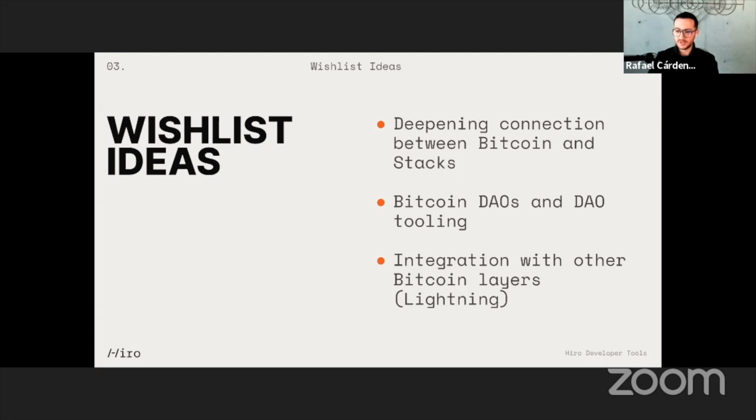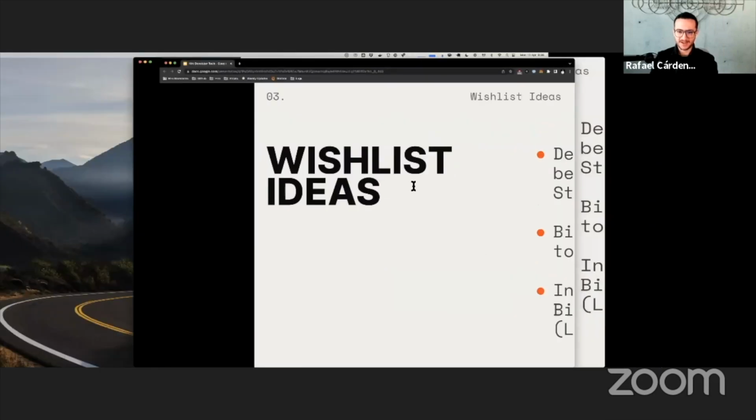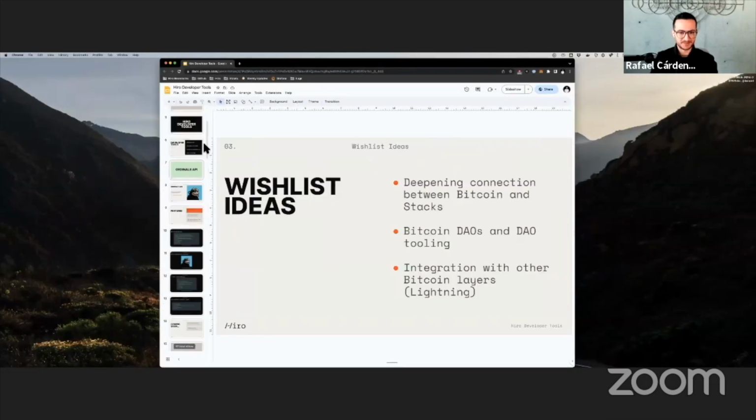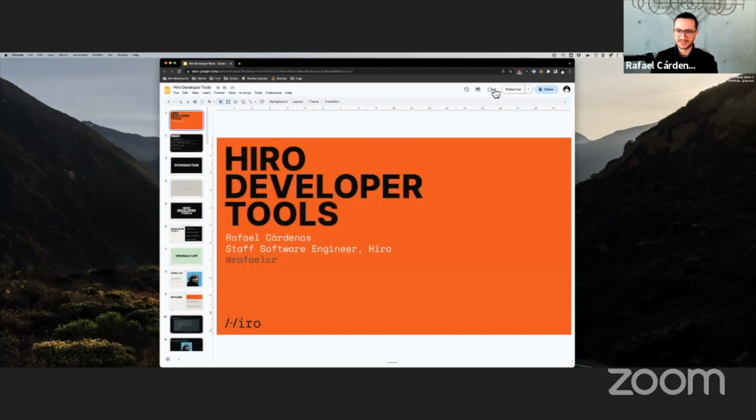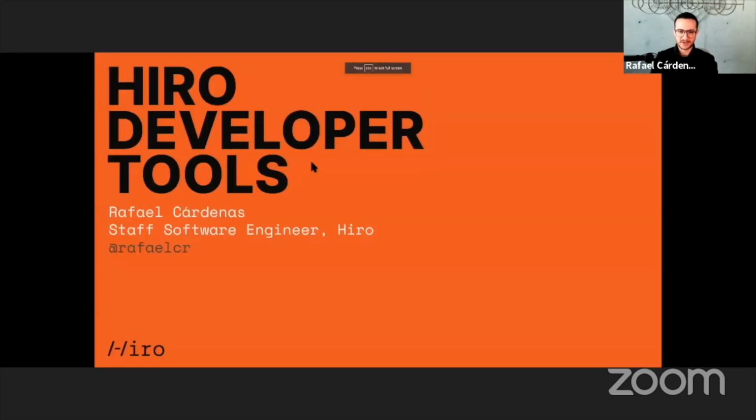Bitcoin DAOs, you also mentioned, and DAO tooling, and also integration with other Bitcoin layers, such as Lightning. There has been some innovation here, but we really would love if more people got involved in these efforts. So with this, I'm going to go back. I actually wanted to share these at the end, but it's a good summary. So let's just get back on track.